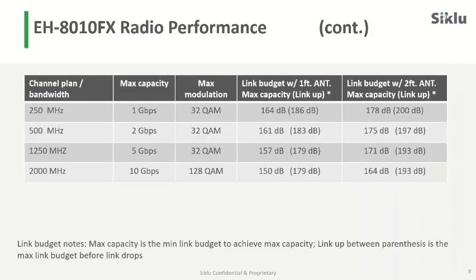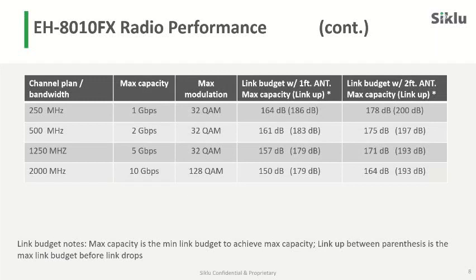If we look a little bit at some more details on the radio performance, you have more information here. We spoke about the 10 gigabit performance with a 2000 megahertz channel and 164 dB of link budget with the full capacity, 193 dB, which is the link up in case of a heavy rain event at reduced capacity.